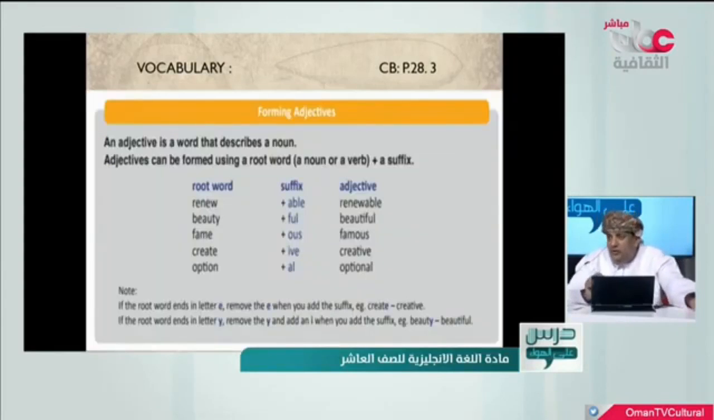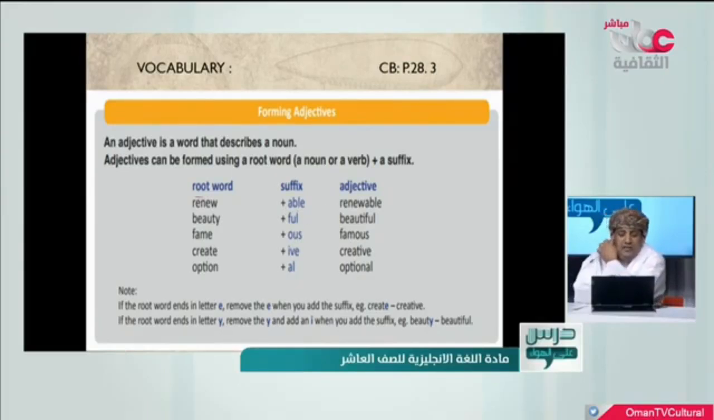Now let's learn more about these suffixes. Now, how do you form adjectives? An adjective is a word that describes a noun. An adjective can be formed using a root word, a noun, or a verb plus a suffix. For example, we have the root word renew, and if you add able, it becomes renewable.